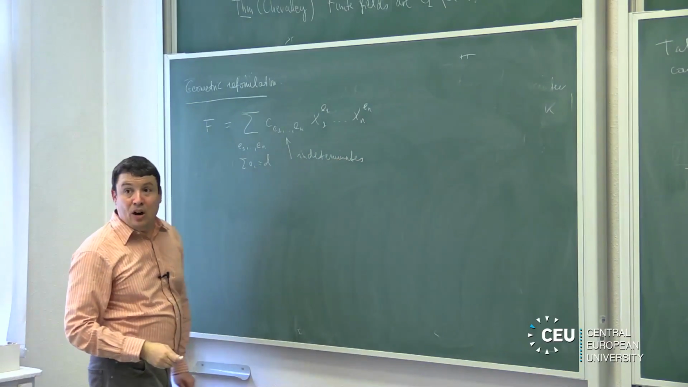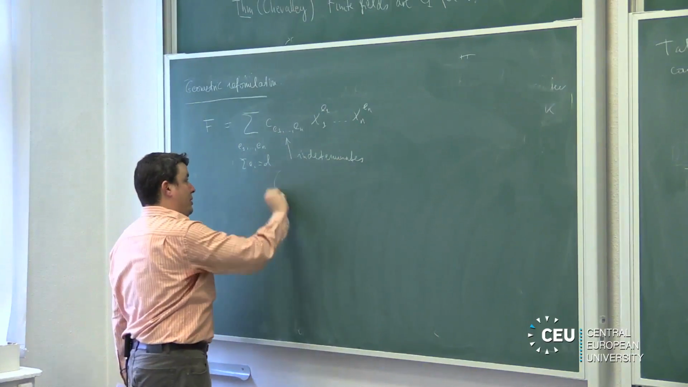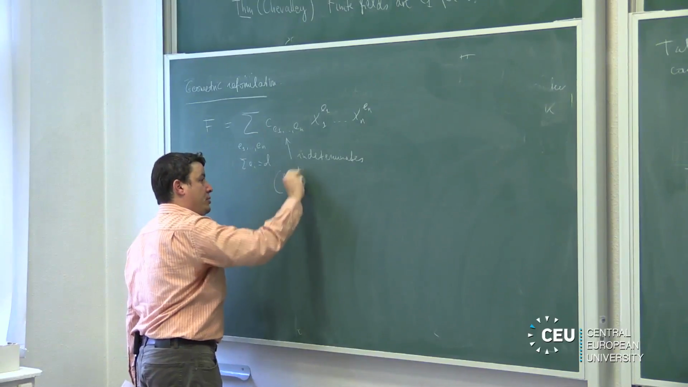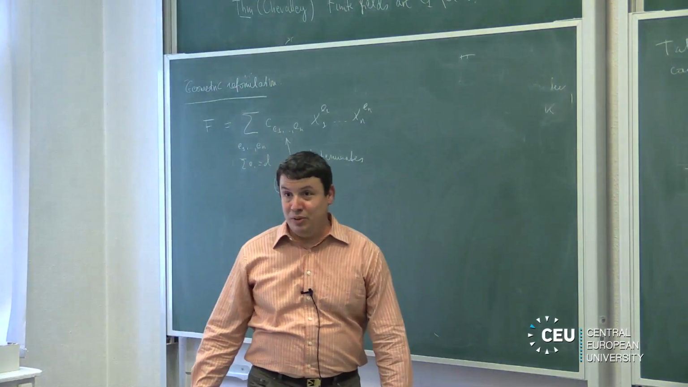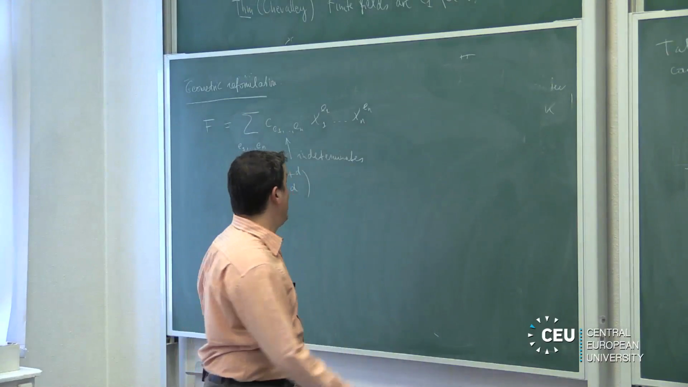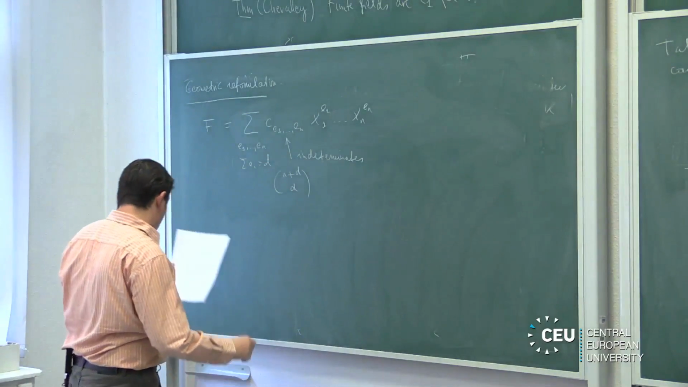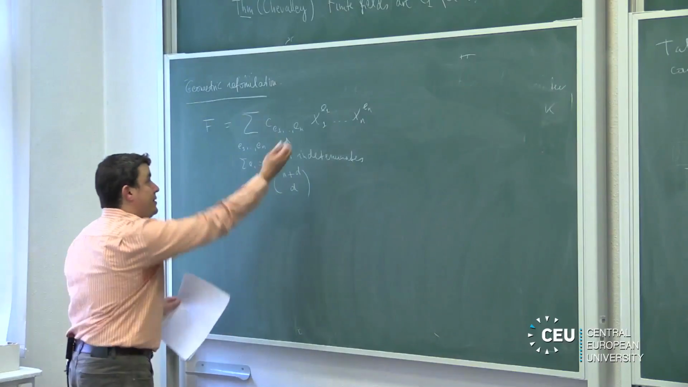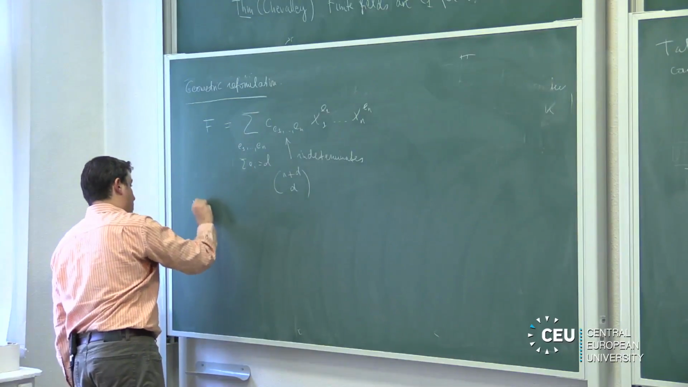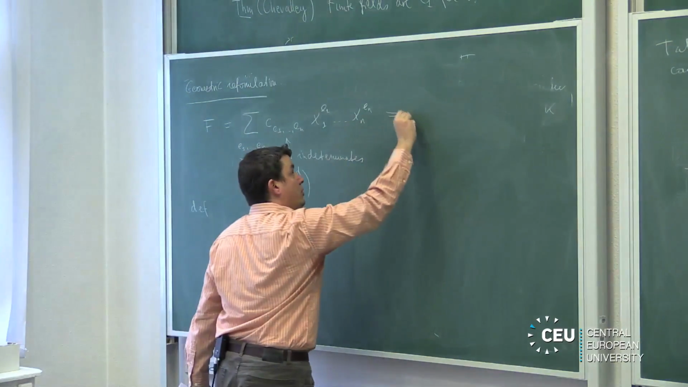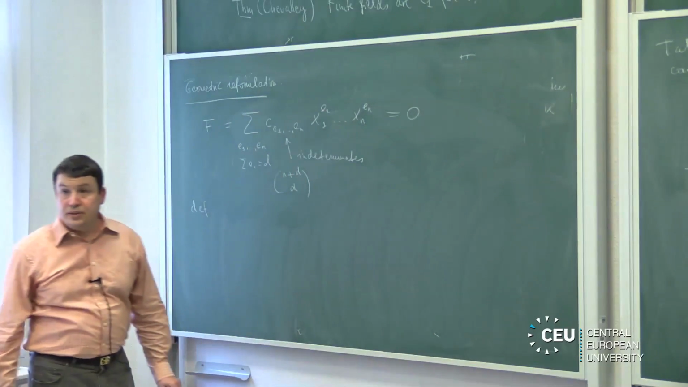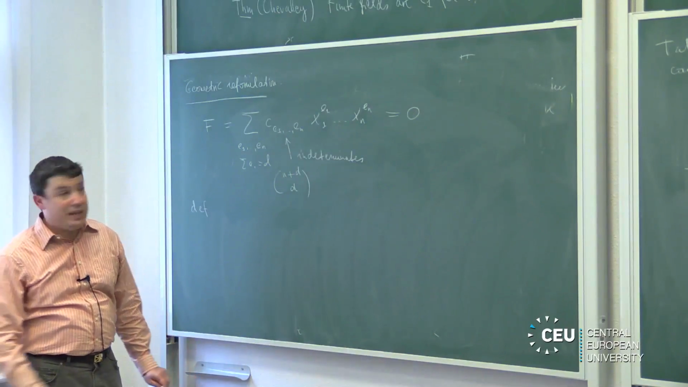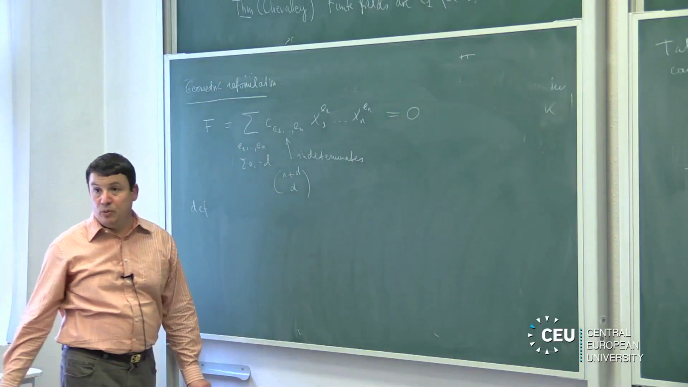So then you have how many indeterminates? I believe it's n plus d choose d. So these are the possible number of monomials. And so you can reformulate. So this thing defines... and you want to look at the zeros of this homogeneous polynomial. So that's a homogeneous polynomial equation.